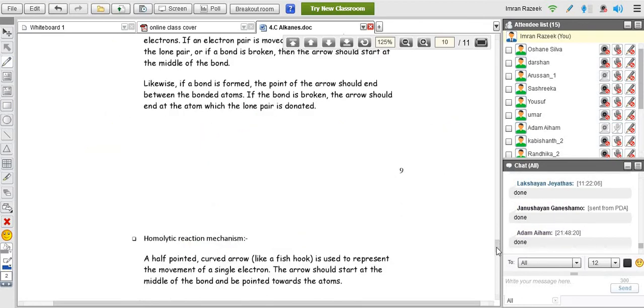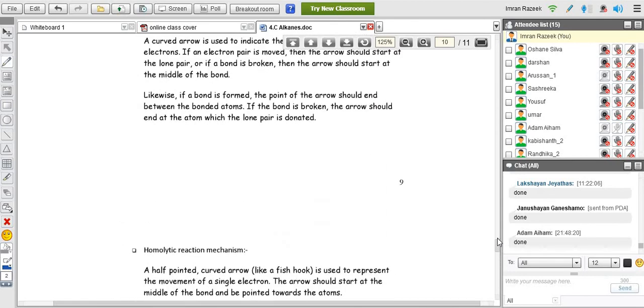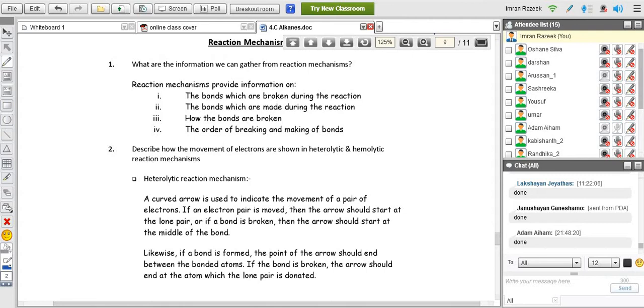Right, the mechanisms of alkane. We just only got one mechanism, which is the substitution mechanism. A reaction mechanism basically tells you all the details about the reaction, details in the sense like how the bonds are broken. We discussed earlier the homolytic fission, heterolytic fission. I'll explain that again later on, and how the bonds are made, the order of breaking and making bonds. All this information about the reaction can be obtained by studying reaction mechanisms.